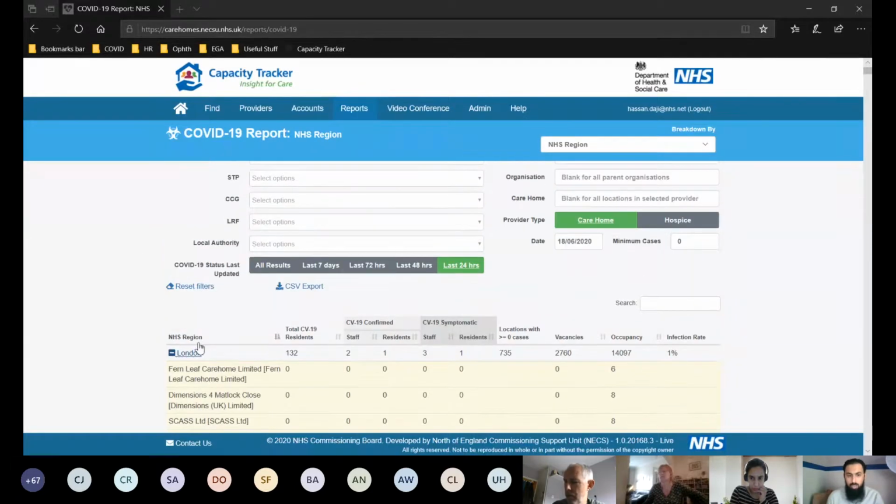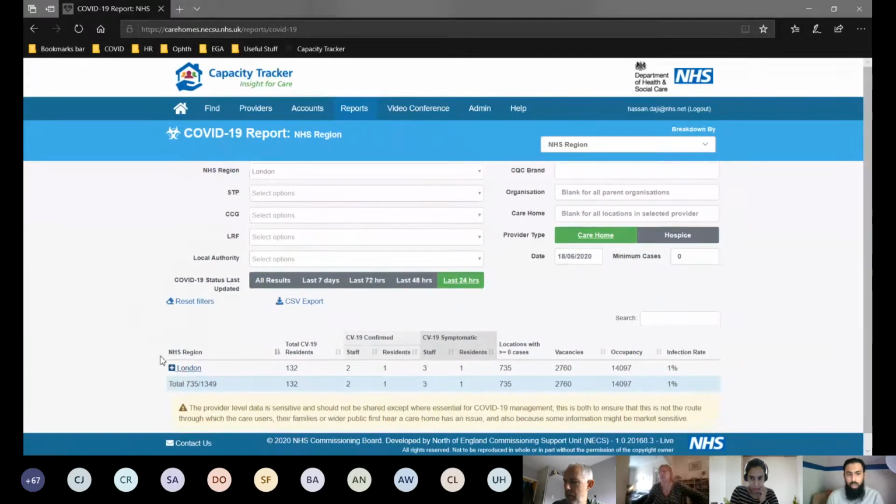You can look at the last 24 hours. So one of the questions we had was that the total doesn't necessarily match. We're not seeing all the care homes, because 735 homes in London updated the capacity tracker in the last 24 hours out of 1,349. So if you move across to all results, that should cover all the ones that have. There are some out of scope, so the number looks slightly different.